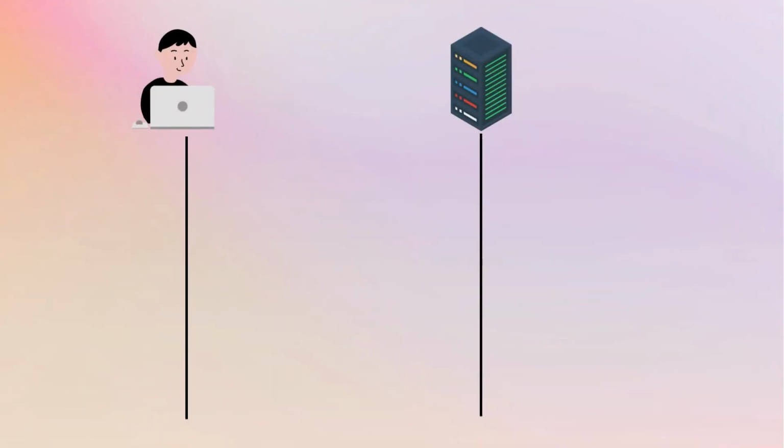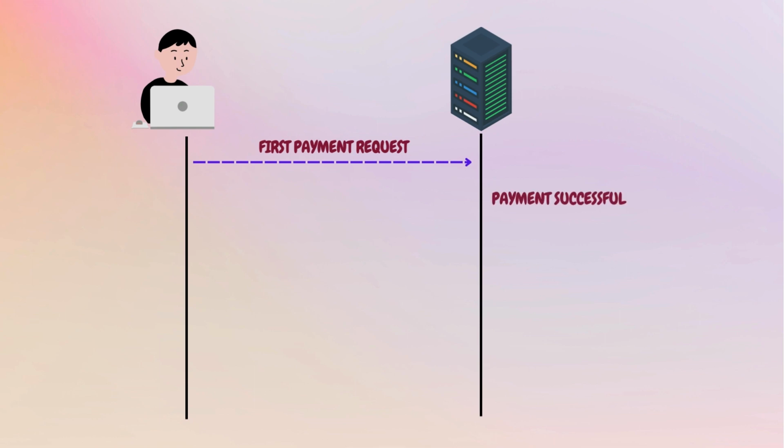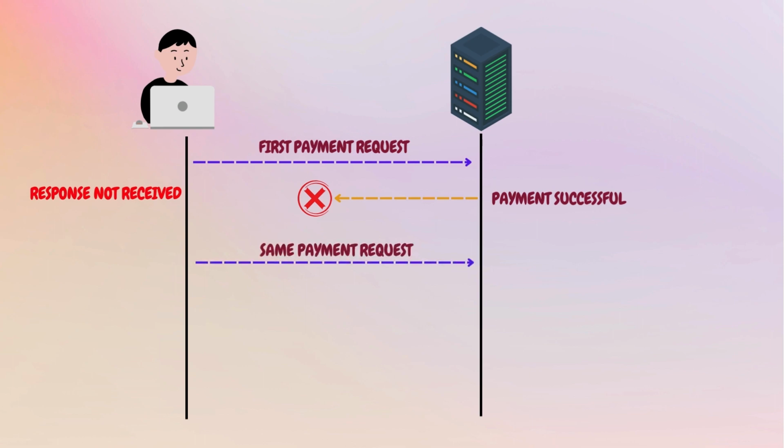Initially, the customer submits a HTTP POST request through the payment API to the server. The e-commerce server receives this request, executes the necessary action, and promptly sends a response to the customer. However, if there is a network failure or timeout, the customer fails to receive a response from the e-commerce server and resubmits the same request.